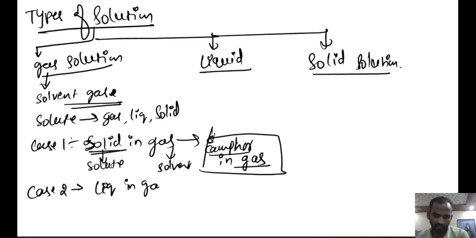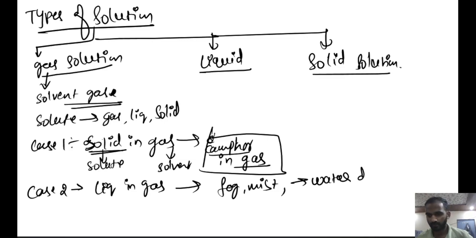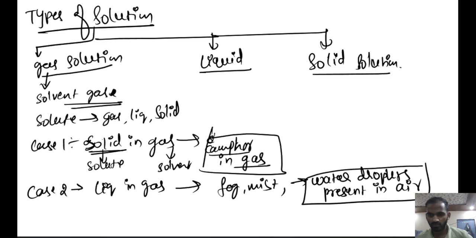in gas. For this one, the liquid should be the solute and the gas should be the solvent. What example can we take? Fog or mist we can take. So in this one, water droplets present in air. So this is air, water droplets are the solute, and this air is the solvent here, of course.